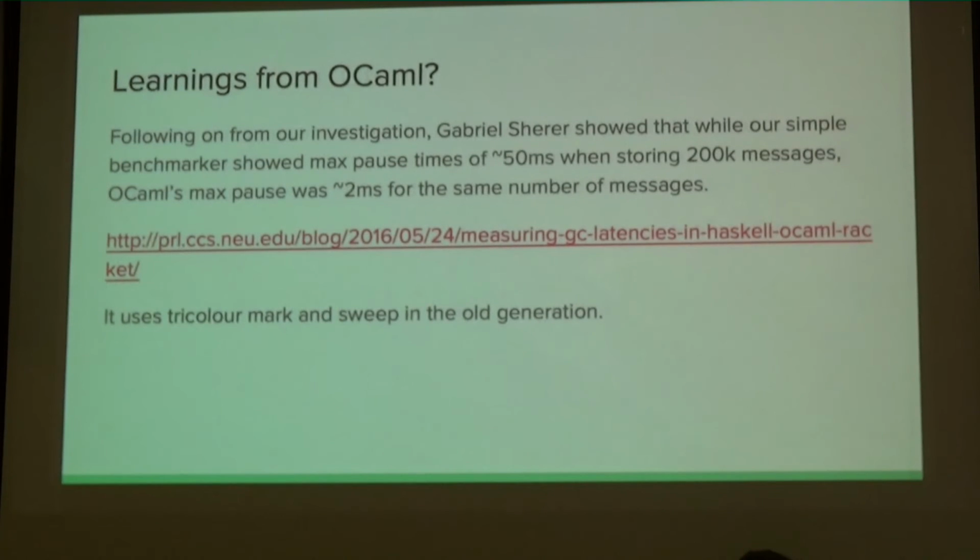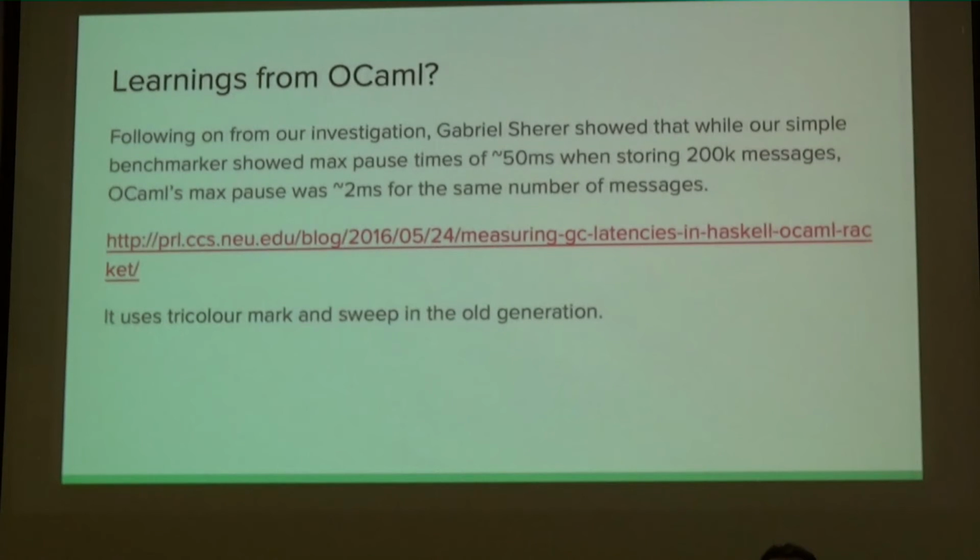Following on from that blog post that I mentioned my colleague James did on investigating these issues, this guy called Gabriel Scherer did some work implementing the same minimal test case that reproduces the problem in OCaml and also Racket. I think Racket wasn't too impressive, but OCaml showed really promising times. For 200,000 messages, it's getting like 2 millisecond worst case pauses, which was quite impressive. The way I understand it, and I don't know much about the OCaml GC at all, it uses an in-place collector in the old generation, a bit like Go's one. So it shows that it can be done in quite a similar language.